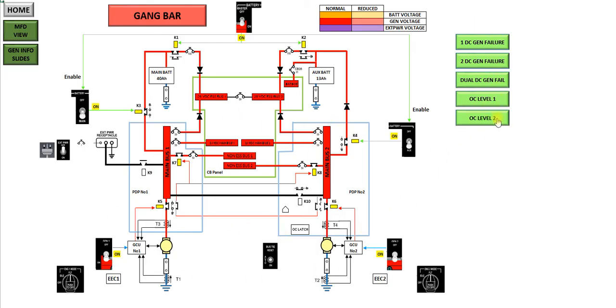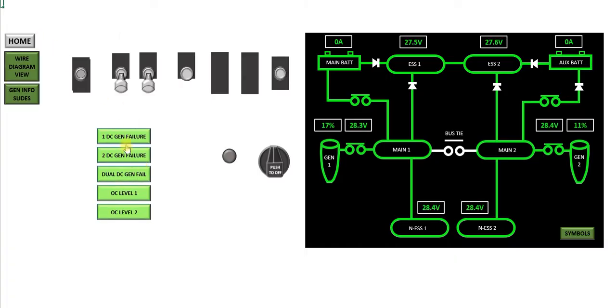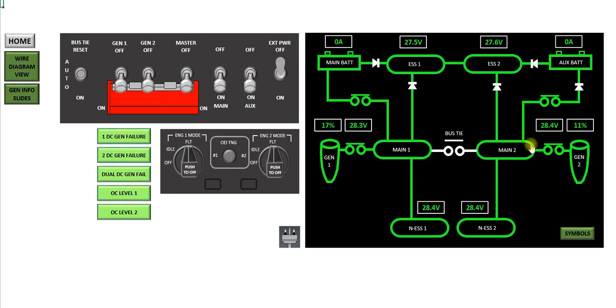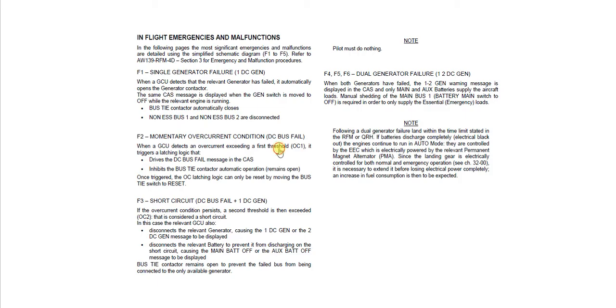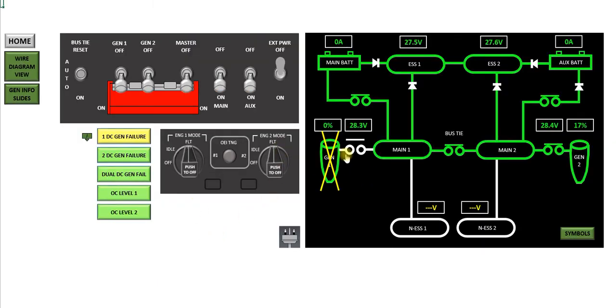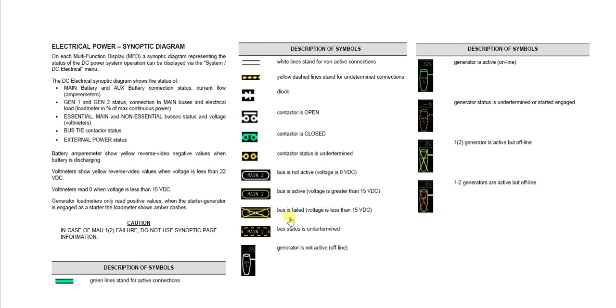You'll get your emergency buttons here and also down here on your MFD view. So this is what your MFD view, your electrical synoptic page should look like in flight. So running through the emergencies, one DC gen failure. Again, you get the information slide so you can come and read about your emergencies. So the generator's offline. If you need to know what any of the symbols mean, you can click on here. Okay, bus has failed. 1-2 generator active but offline.